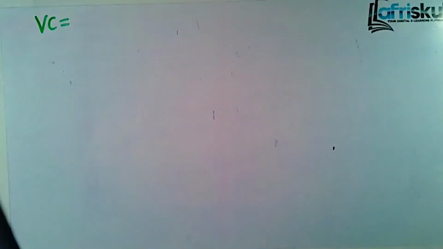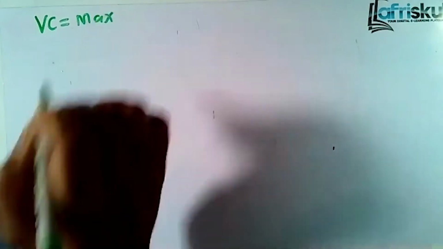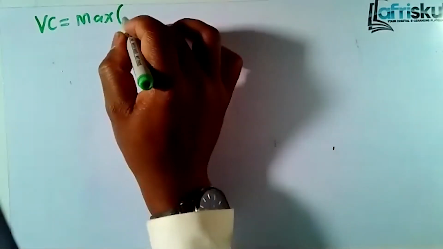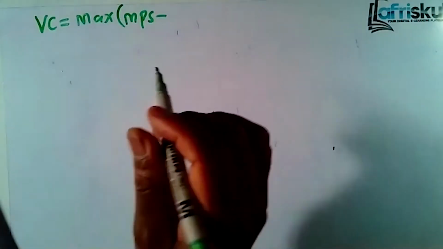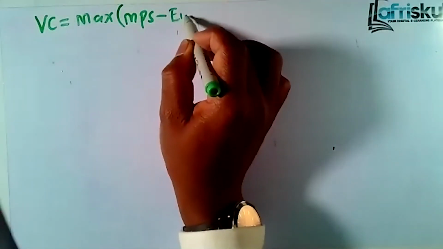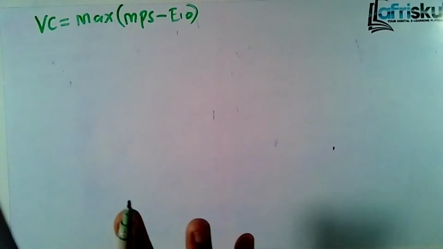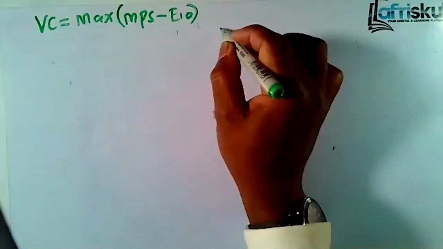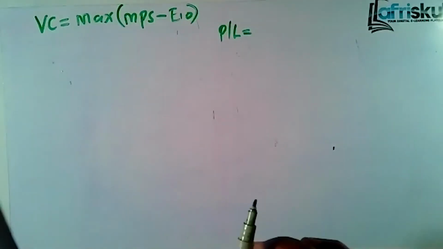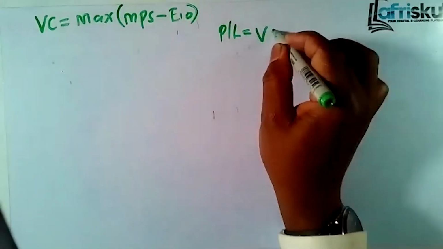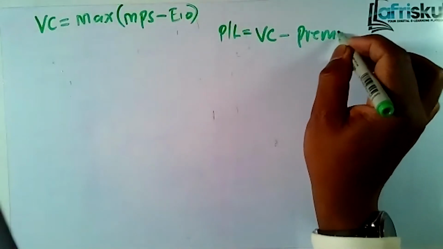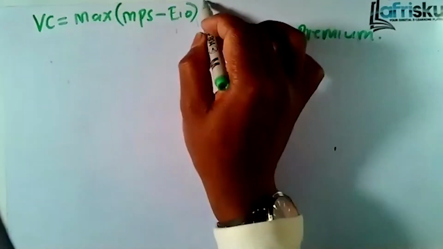First of all, you need to get the value of the call. For the value of the call option, you take the maximum of the market price per share minus the exercise price, and 0. That's how you get the value of the call. Then how do we get the profit or loss? The profit or loss, you just take the value of the call and deduct the premium. So we need to differentiate the two.